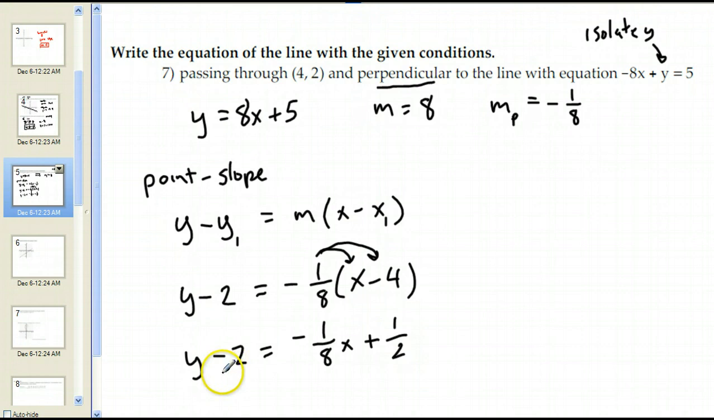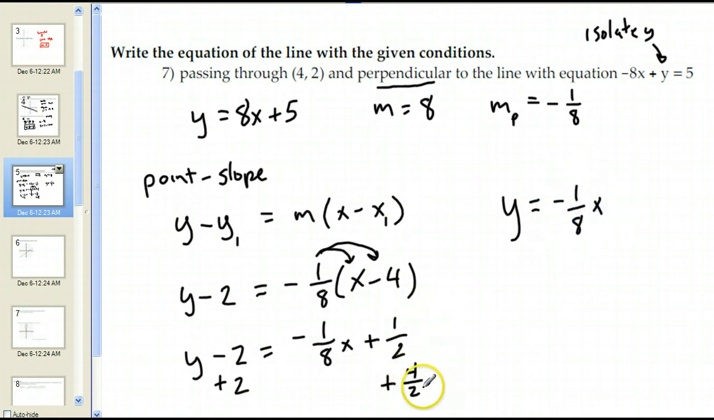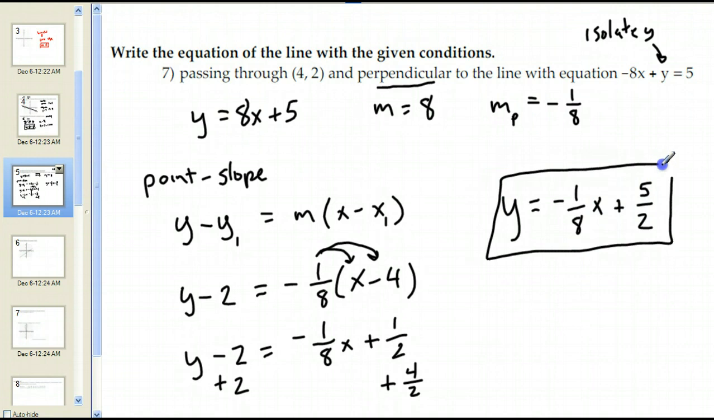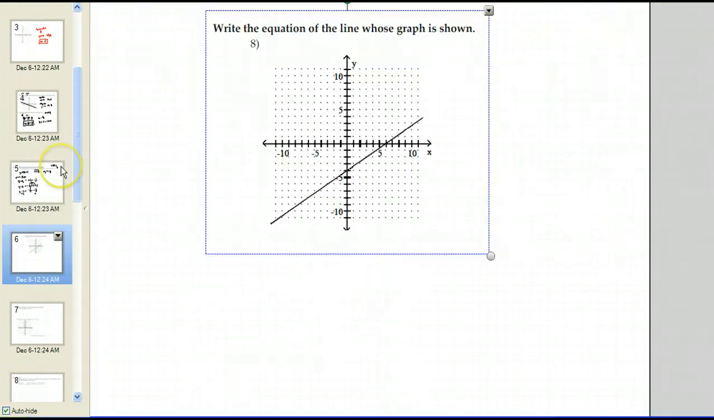Alright, then last thing, add the 2 to both sides. Over here, instead of writing it as 2, I'm going to write it as 4 halves, so I can do this addition. Alright, and so I end up with y equals negative 1/8 x plus, 1/2 plus 4 halves is 5 halves. And there is our answer.